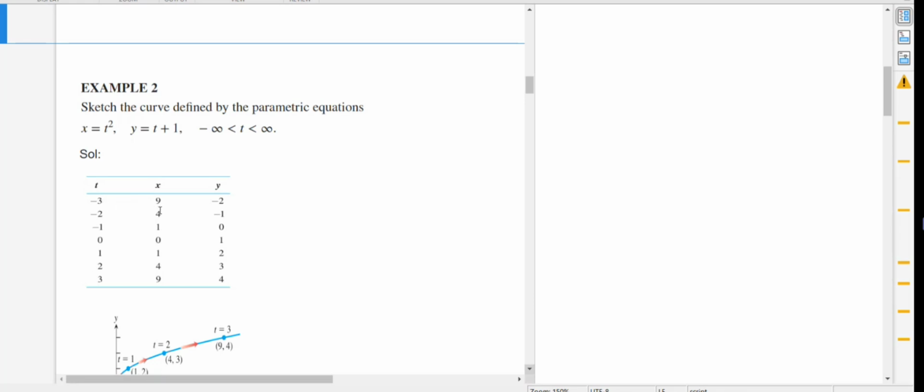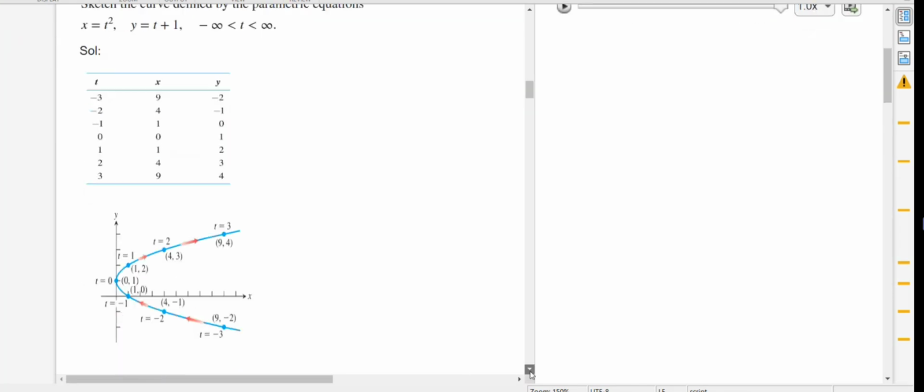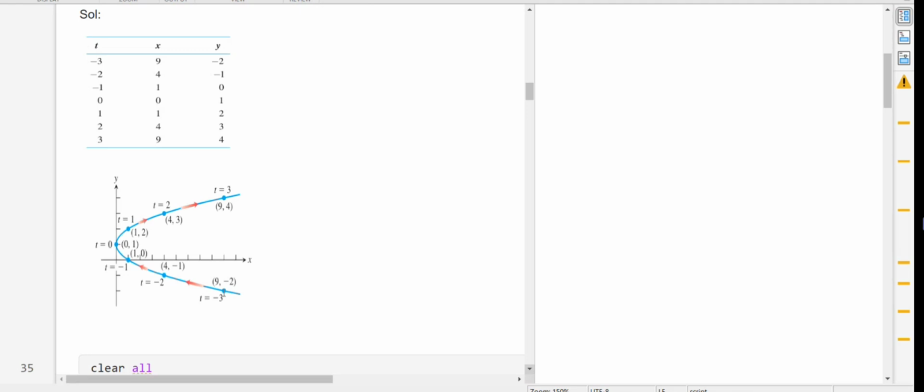You get the value of x. For example, t is equal to minus 3 gives you x is equal to 9, and y is equal to minus 2. So you get the first point, which is 9 and minus 2. Let me just show you the image. When t is equal to minus 3, you can see that the first point we get is 9, minus 2. For t is equal to minus 2, we get 4, minus 1, and so on. And you can see the arrow which shows that the object started its motion from t is equal to minus 3 and it reaches t is equal to 3.